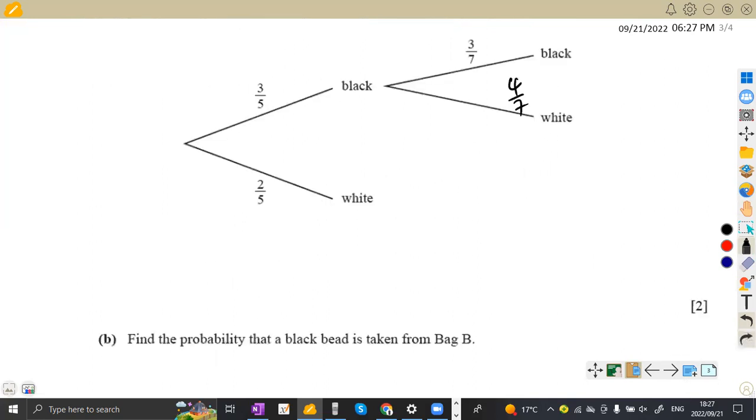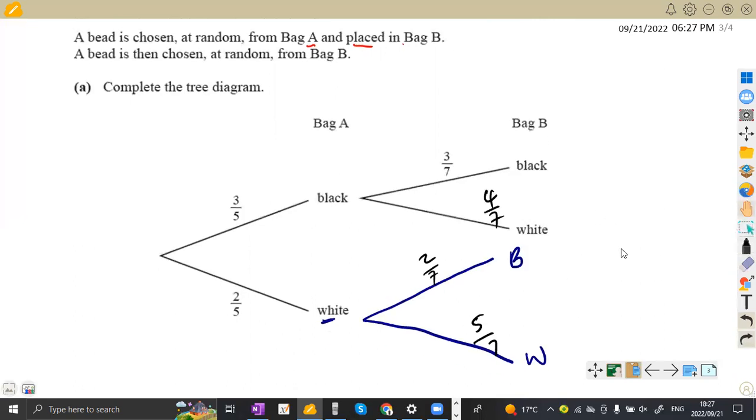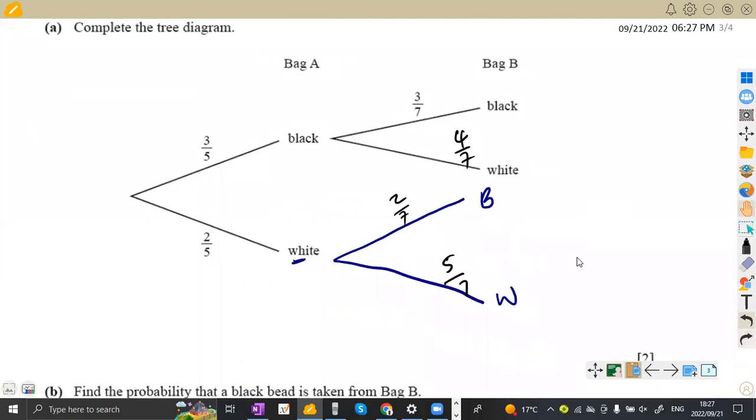Right, so this part has to be there like that. Okay, so this one we have completed. So that was actually the question. It's not about filling in missing values, it's about completing the tree diagram. Complete. Okay, so this part was actually going to be there.